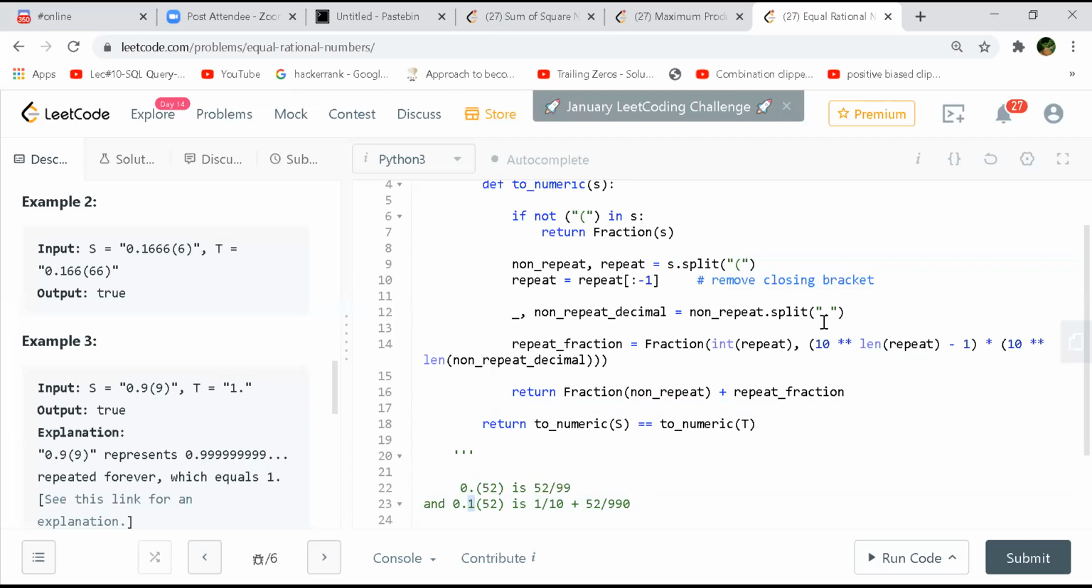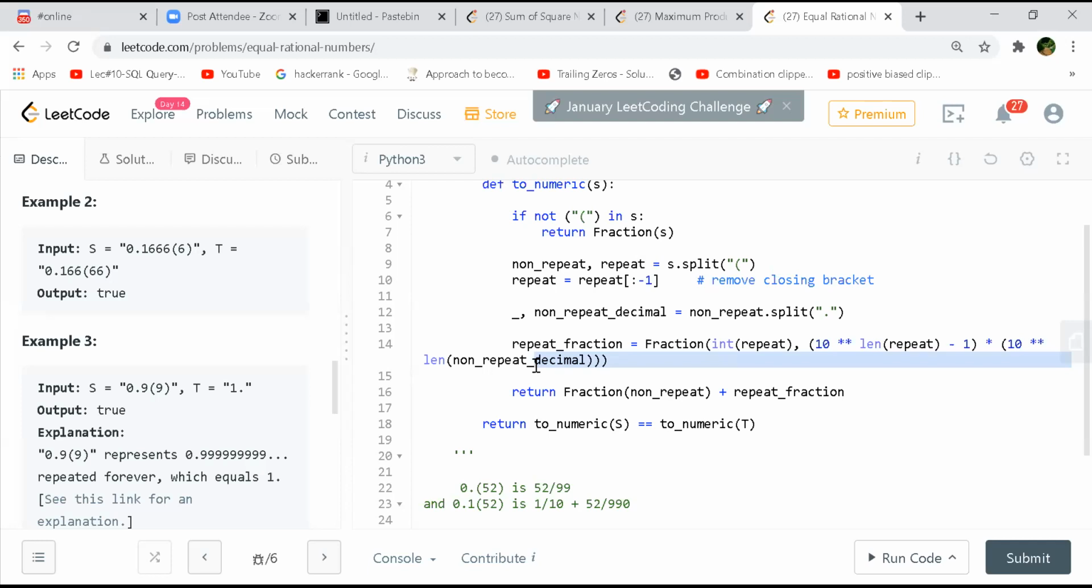And then in repeat fraction, the integer of the repeat part over 10 raised to the power length of repeat minus 1, into 10 raised to the power length of non-repeat. And whatever repeat and non-repeat we got, just add them, like 1 by 10 plus 52 by 990.